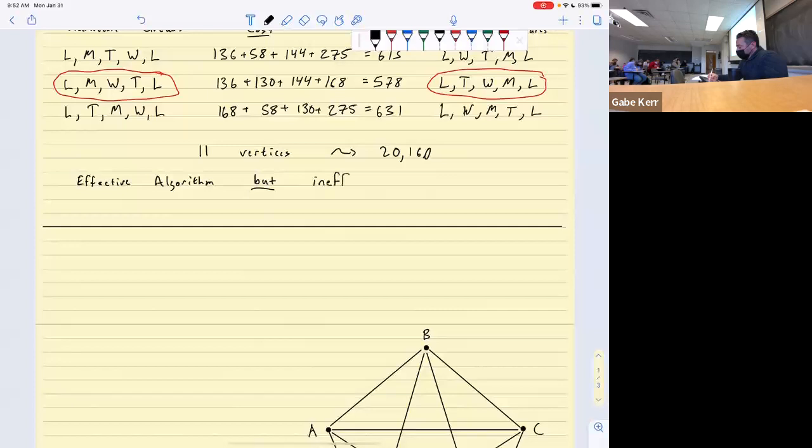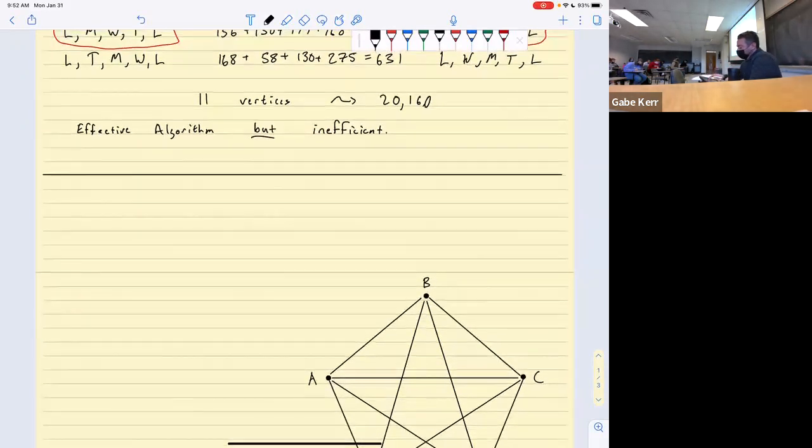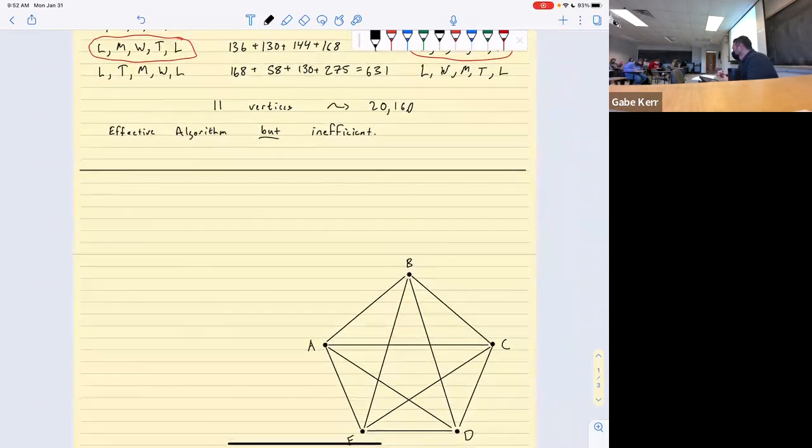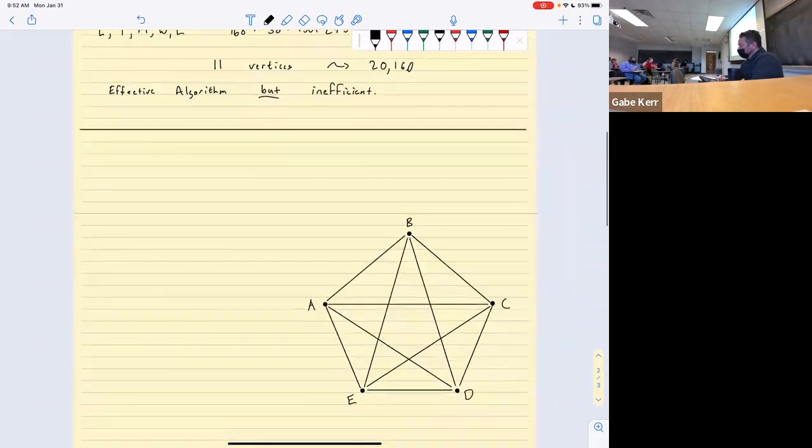But inefficient. You want an algorithm that gives you an answer, gives you the best answer. Definitely want that. But you don't want it to take until you're dead and not even get halfway there. You want something that you can actually finish. So this works in principle, but in practice is quite difficult if you have a lot of vertices. So let's see if we can find some other algorithms that might help us.